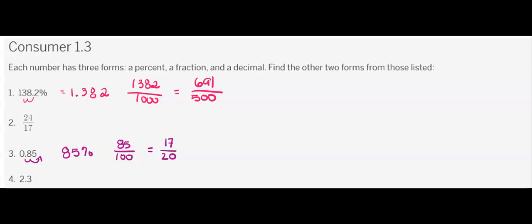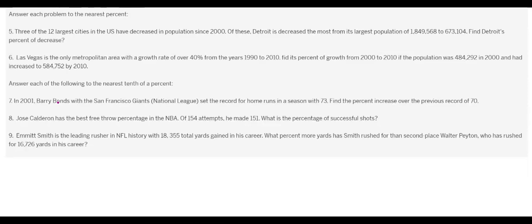I would like for you to try number 2 and number 4 on your own and bring it to class tomorrow. I would now like to do some application problems. It says answer each problem to the nearest percent. So we're going to try number 5 here. Number 5 says, 3 of the 12 largest cities in the U.S. have decreased in population since 2000. Of these, Detroit has decreased the most from its largest population to another number. Find Detroit's percent of the decrease.